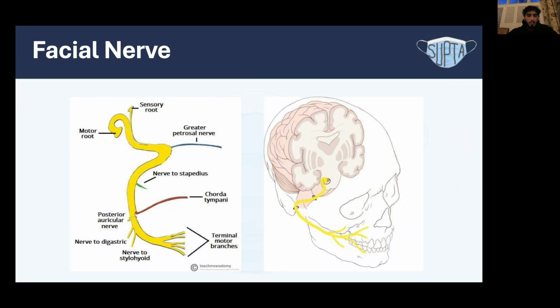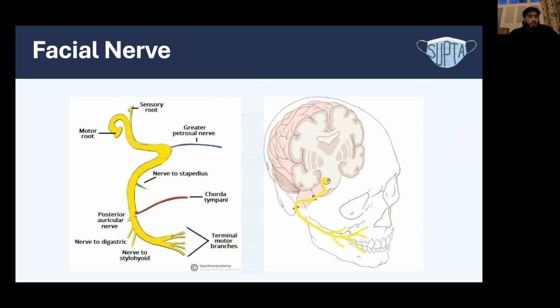Once it's done that, the nerve then exits the facial canal and the cranium altogether via the stylomastoid foramen, which is located just posterior to the styloid process of the temporal bone. Once it's exited, it runs superiorly, so you can see that on the right-hand image there, and it gives rise to the posterior auricular nerve, which essentially just gives innervation to some of the muscles around the ear.